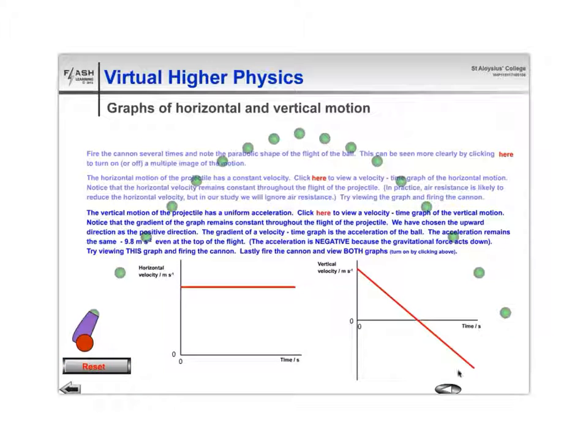Now notice in the second graph that the gradient is a constant negative gradient, because the acceleration is minus 9.8 meters per second squared, both on the way up and on the way down. On the way up, that's what causes it to slow down. You're subtracting velocity away on the way up. And on the way back down, you're adding negative velocity basically, so you're getting faster and faster in a negative direction, which is downwards.